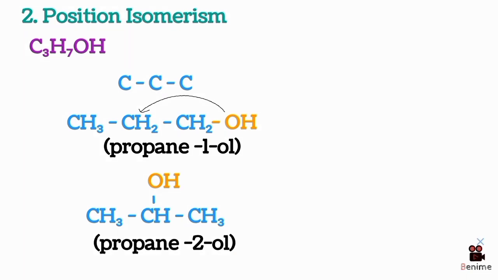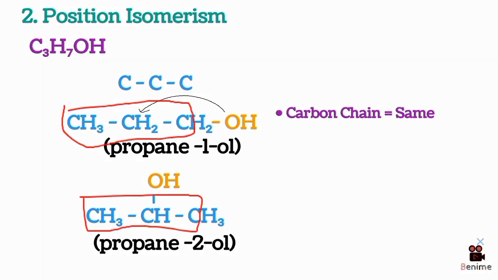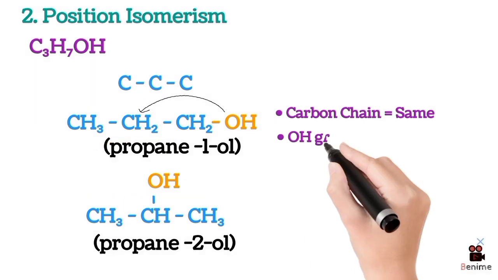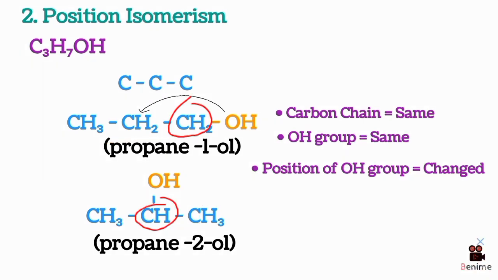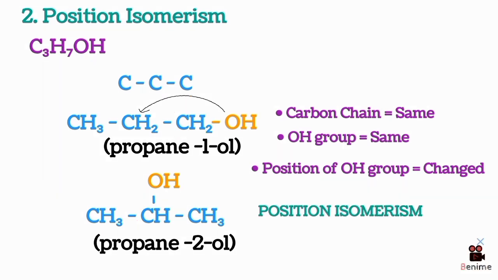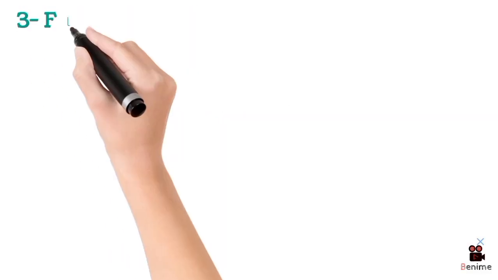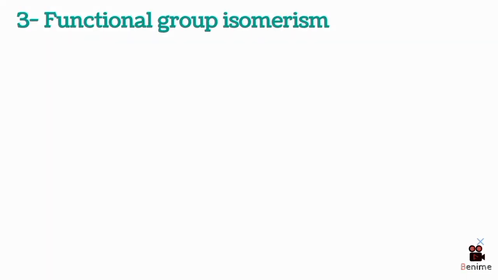Now observe carefully, students. The carbon chain is the same. The OH group is also the same. Only the position changed. Therefore, this type is called position isomerism. Number 3, functional group isomerism. Students, this type is extremely important. Here the molecular formula remains the same, but the functional group changes completely.